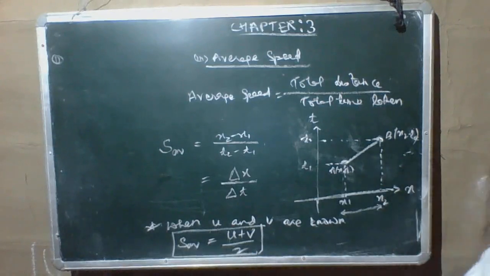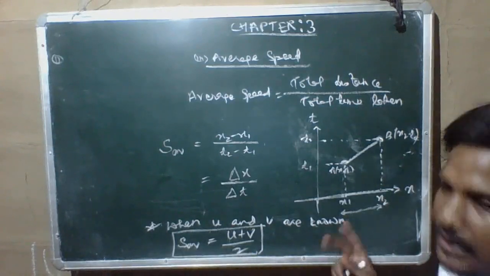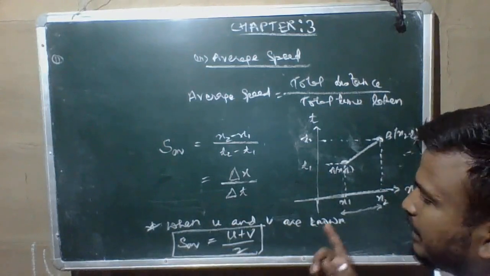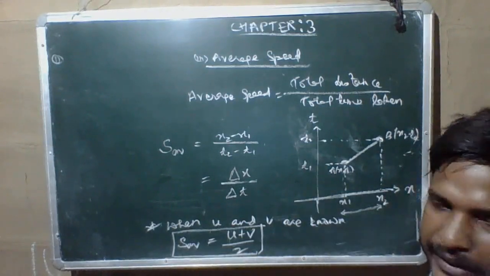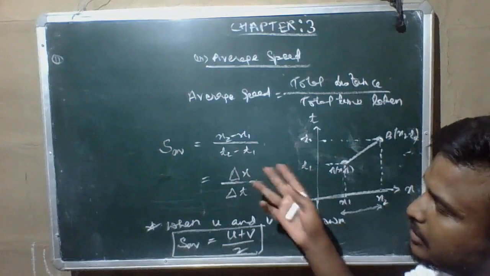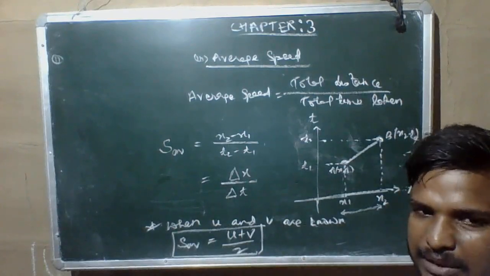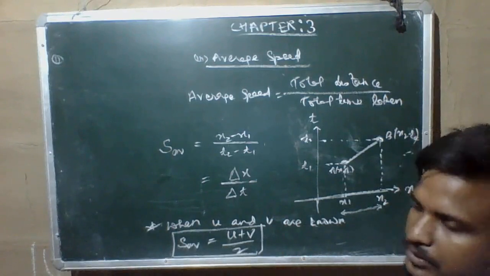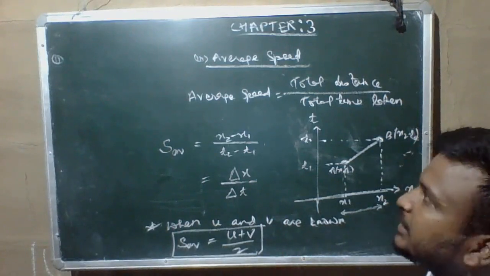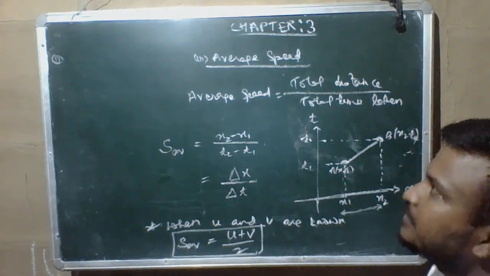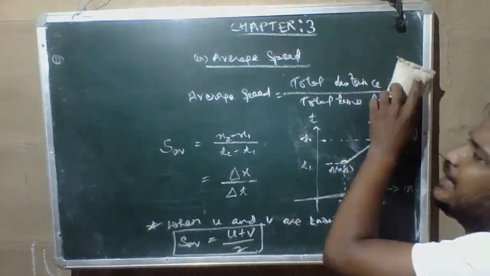So I hope you have understood this. This is the third type of speed, that is called average speed. So basically two formulas are there. One is total distance by total time taken, and the second one is initial velocity plus final velocity, or initial speed plus final speed, divided by 2. That will give you the average speed.